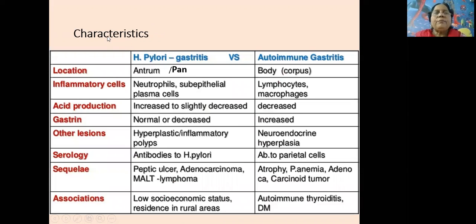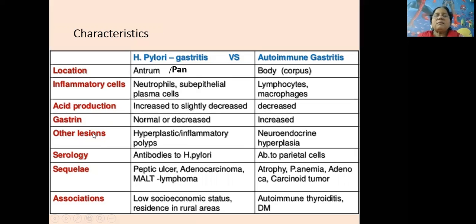So what are the differences or similarities between H. pylori gastritis and autoimmune gastritis? So what is the location? H. pylori can start in the antrum, then move on to pangastritis, whereas autoimmune is in the body. And what are the inflammatory cells? Here neutrophils and plasma cells. But in autoimmune, lymphocytes and macrophages. And acid production is increased, then slightly decreased. Here it is totally decreased. Gastrin is normal or decreased. Here it is increased.